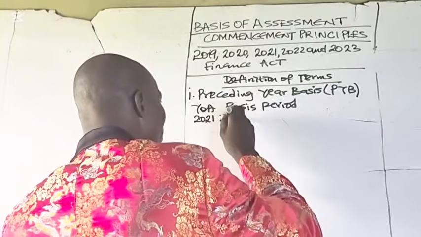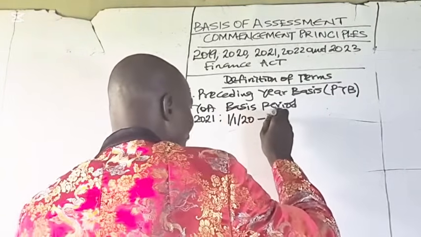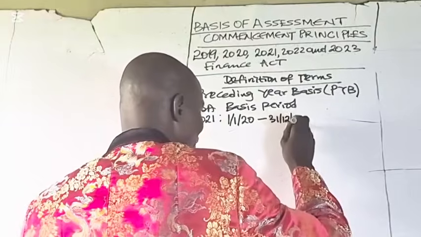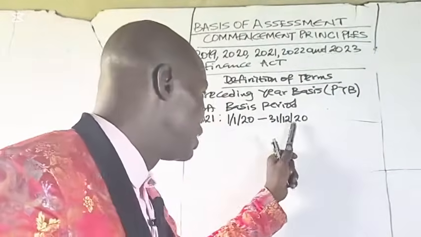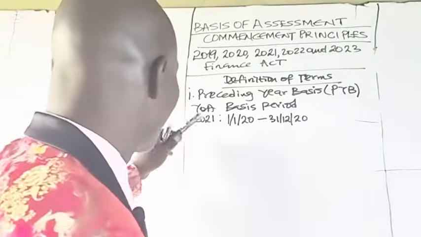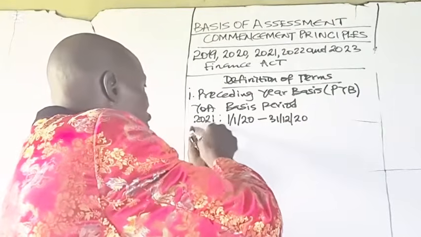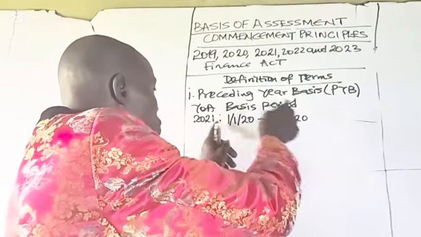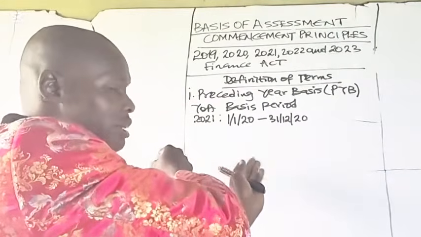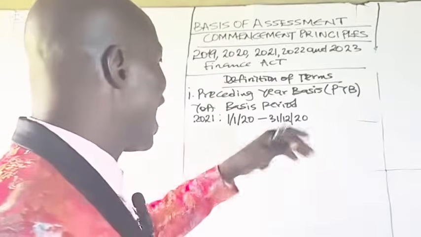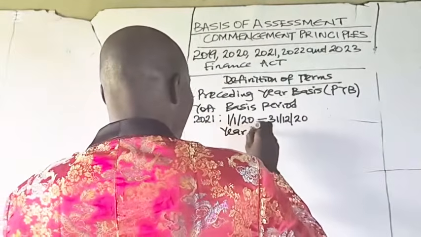that means the basis period on the basis of PYB will be 1st of January 2020 to 31st of December 2020. So the year end is assumed to be December here. Since the year of assessment is 2021, before entering 2021, the PYB rule must fall within 2020. The assumption here is that the year end is December 31st.